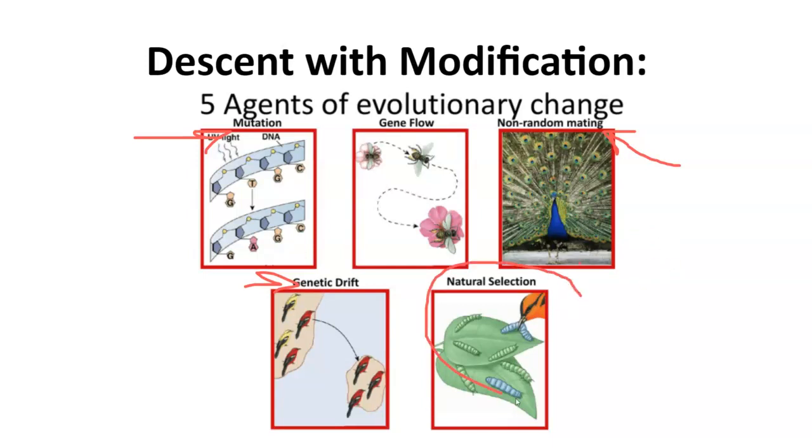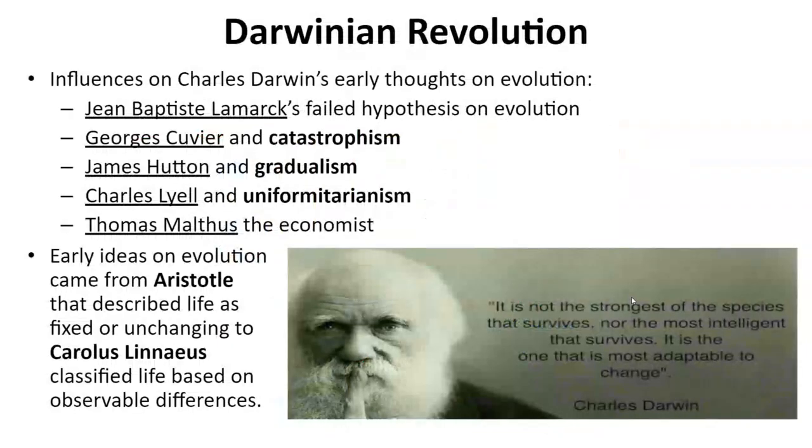But most of what we're going to be talking about is natural selection. These are naturally occurring pressures that a population will feel due to its environment, the amount of food available, and the number of predators. So, who came up with the theory of evolution?